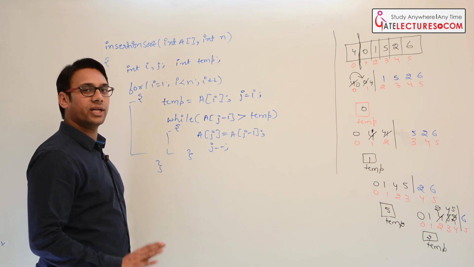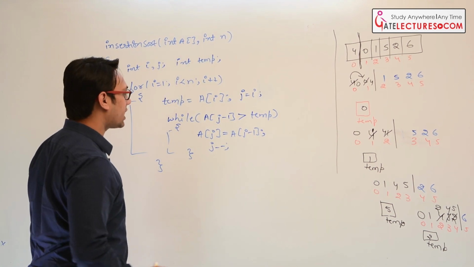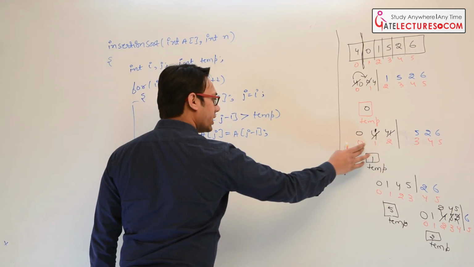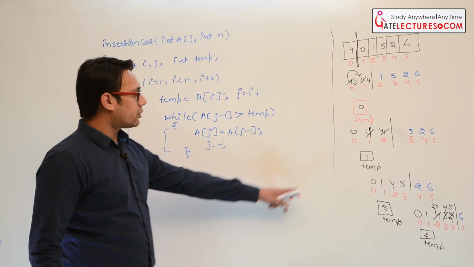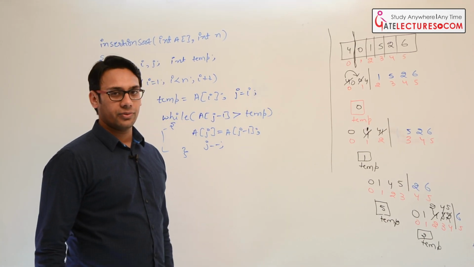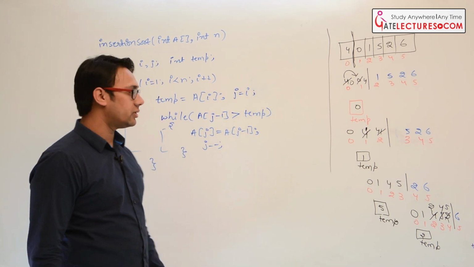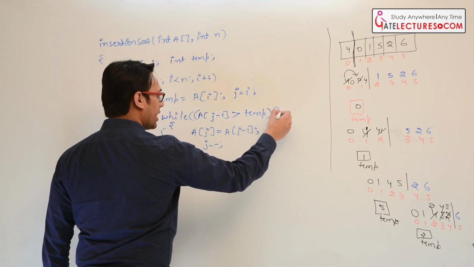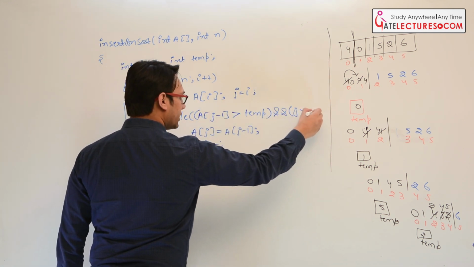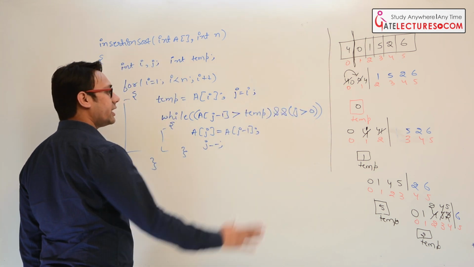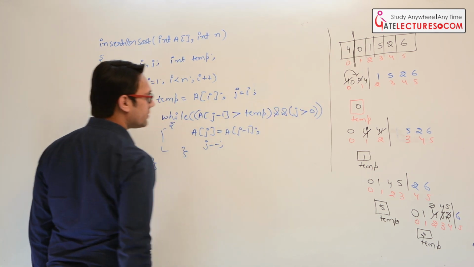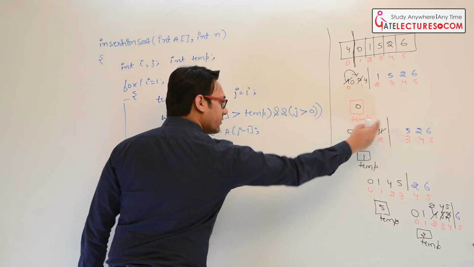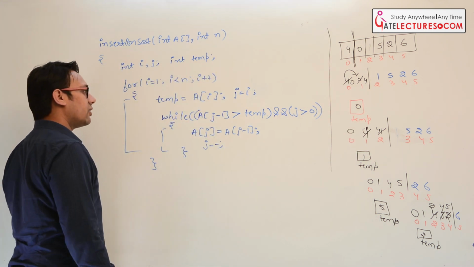So what can be the minimum value of j? The minimum value of j can be 1, because if the value of j is 1, then only I am going to compare with the item stored at the index location 0. So with this we have to add: and j is greater than 0. Because j cannot be 0 or less than 0, j will always be greater than 0. So if j is greater than 0 and this condition is true, we are going to shift this element, and then we have to decrement the value of j.